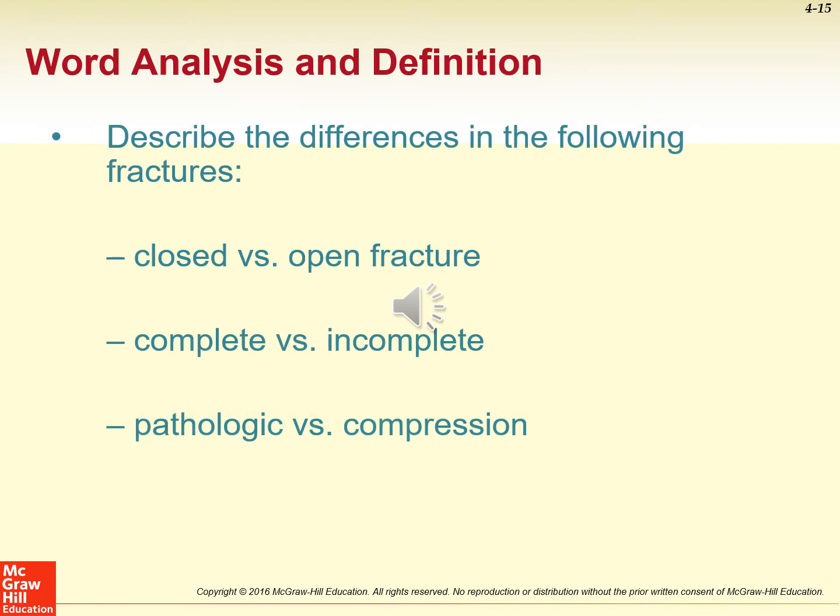A closed fracture occurs when the bone does not break through the skin. The opposite of that would be an open fracture, and that's when a bone edge breaks through the skin. In a complete fracture, a bone is broken into at least two fragments. In an incomplete fracture, the fracture does not extend across the bone. A pathologic fracture occurs in bone already weakened by a disease such as cancer. A compression fracture occurs from trauma to the vertebrae when compressed or crushed.